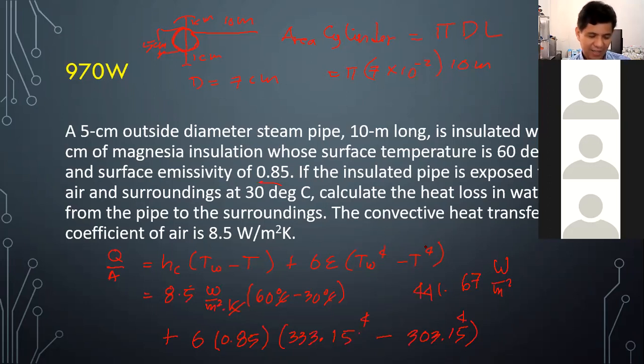Okay, so get your calculator. Multiply nyo yung 441.67 times shift pi times 7 exponent minus 2 times 10. What do you got? You got the 970 watts. Ano? You got this one from your calculator? Get this one? Kasi meters squared to, ano? So multiply nyo lang itong area.